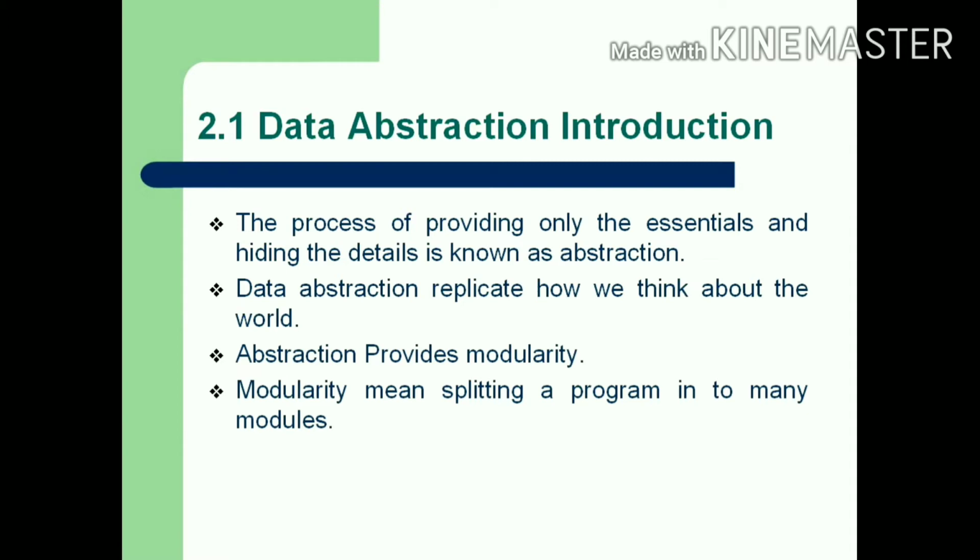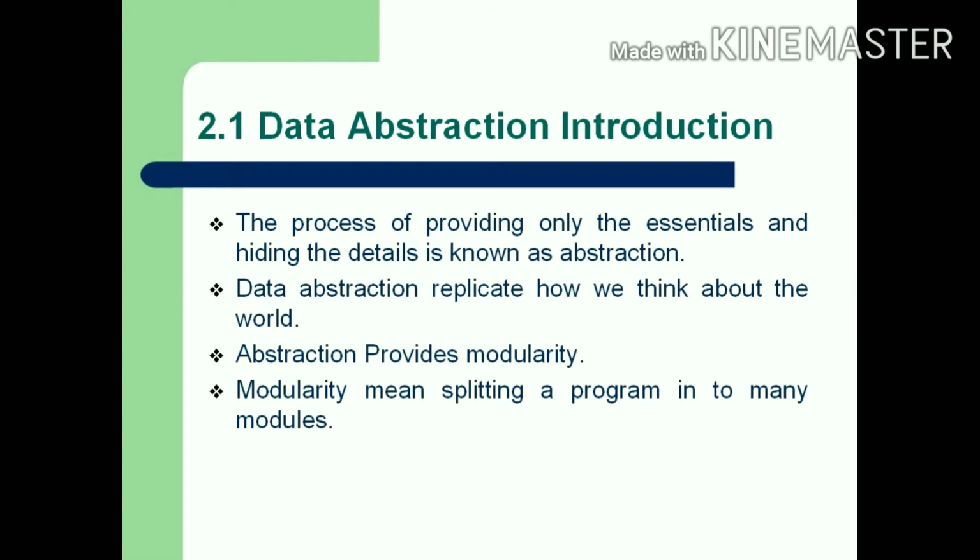Likewise, in object oriented programming language also, we don't concentrate on how the objects or functions are working. We only concentrate on the essentials, what are the objects, what are the functions we use. This concept is called data abstraction. This data abstraction can be provided as modularity. Modularity means splitting a program into many modules. Modules means files. In object-oriented programming language, many individual independent programming files are combined into a single programming file. These individual files are called modules.